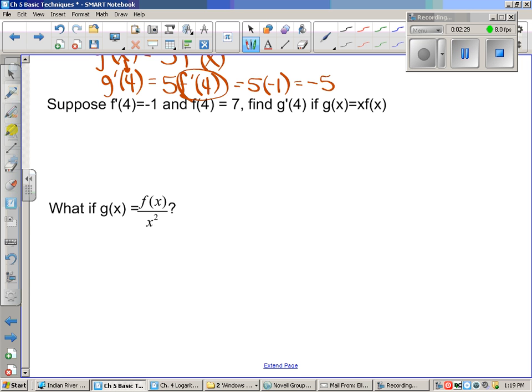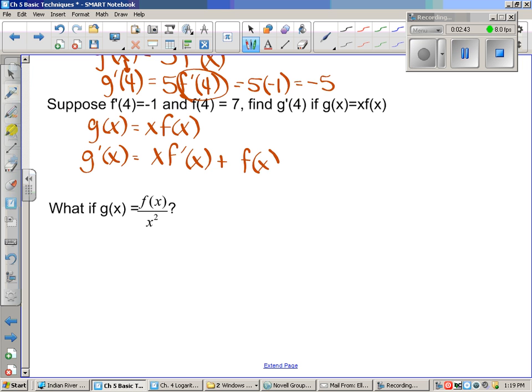All right, so once again, we have g of x. G of x in this case is x times f of x. So in order to do the derivative of g of x, we have to do the product rule. So the first times the derivative of the second, plus the second times the derivative of the first. And of course, the derivative of x is 1. So now when it says g prime of 4, once again, every place you see x, you're going to put 4.